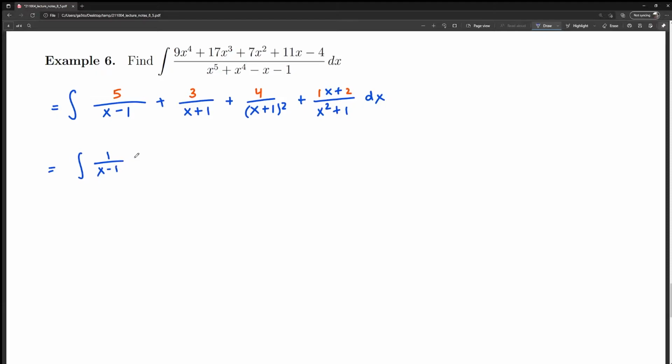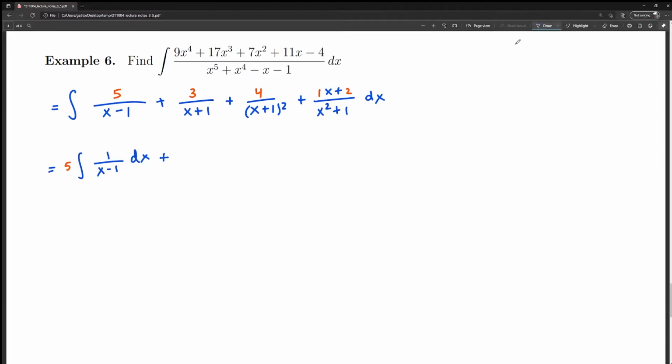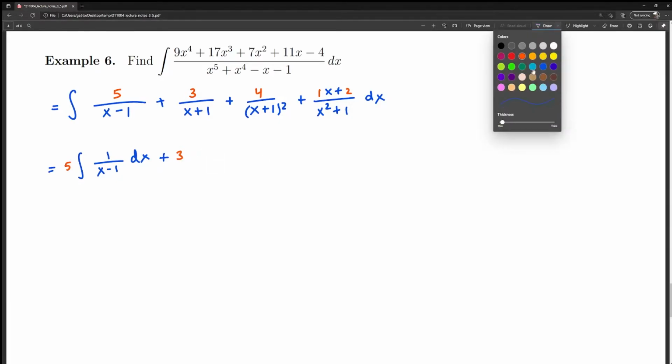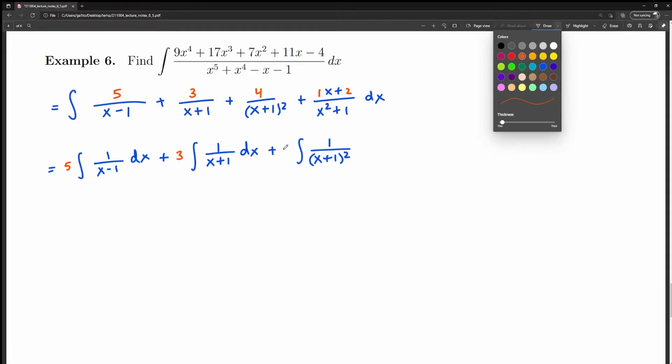split this integral up into four pieces. The first antiderivative that we have to find is the antiderivative of 1 over x minus 1, and then we have to multiply that times 5 because of our coefficient. The second antiderivative that we have to find is the antiderivative of 1 over x plus 1, and we have to multiply that antiderivative times 3. Then the third part is where we have to find the antiderivative of 1 over x plus 1 squared. We have to multiply that by 4.